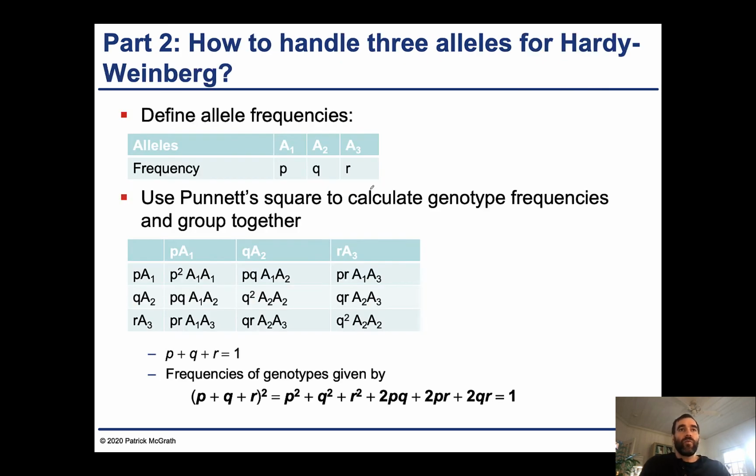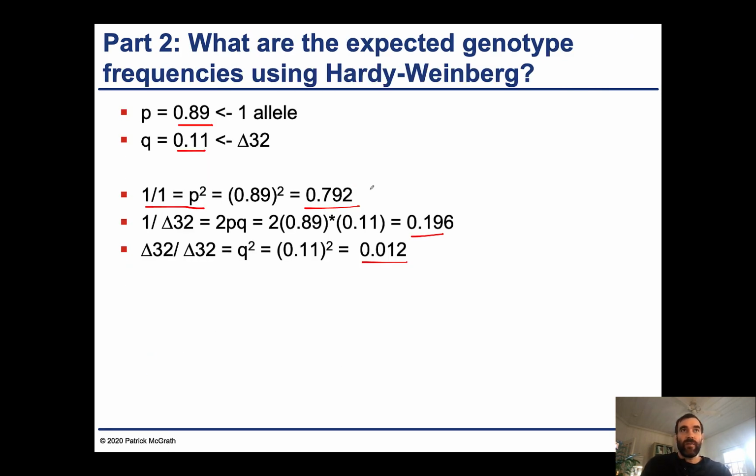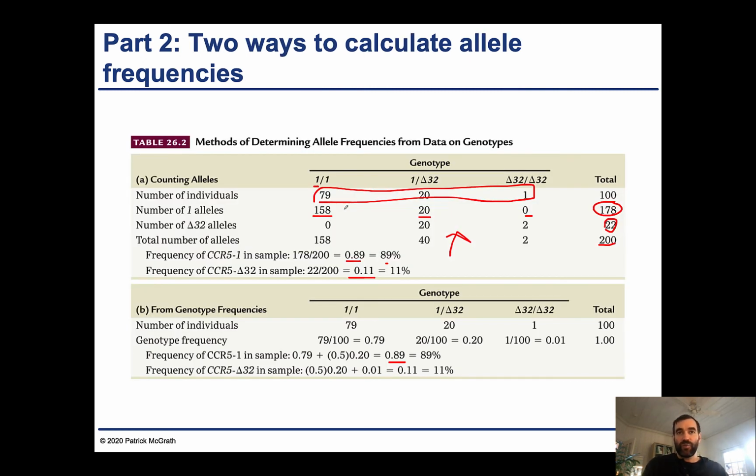So this here is an example of using Hardy-Weinberg to calculate your expected genotype frequencies, and we found that this population is pretty close to Hardy-Weinberg equilibrium.